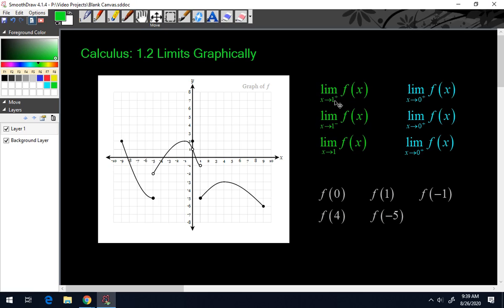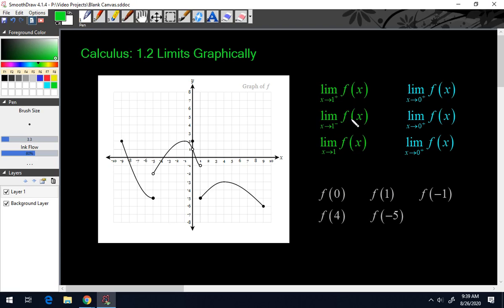We're going to approach 1 from the right. We're going to approach it from the left, and we're going to see what it is overall. Remember that the left and right have to be the same for you to have an overall limit. If the left and right aren't the same, this will always be a DNE answer. So we're looking at approaching 1. So 1 is right here. This is 1, so I'm just going to put a little vertical line here.